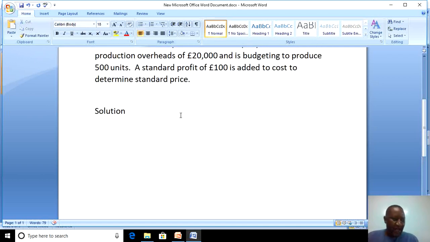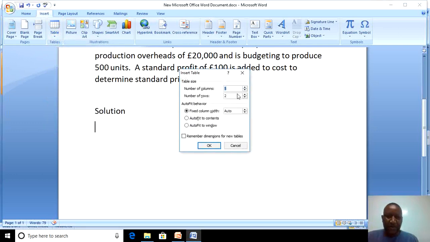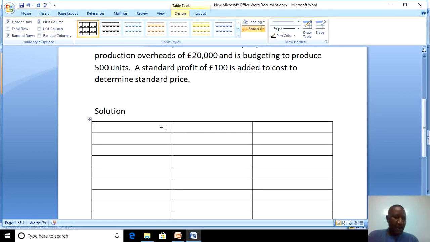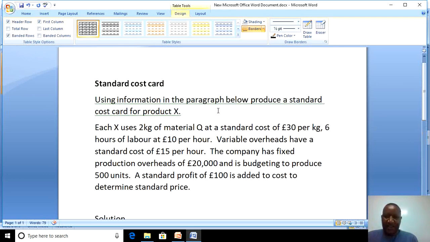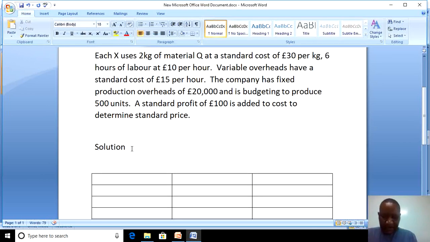So now we have a number of items there, so let's create a table to work with. In this case, a three-column table will do. Three-column table. Maybe let's go to 10 rows. There is no problem in having a number of rows. So this is a product X standard cost card.